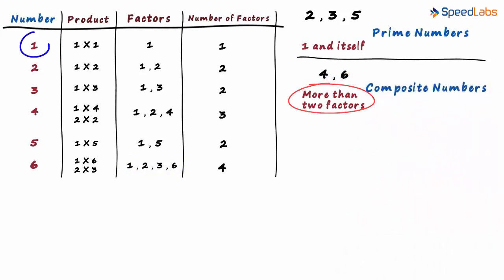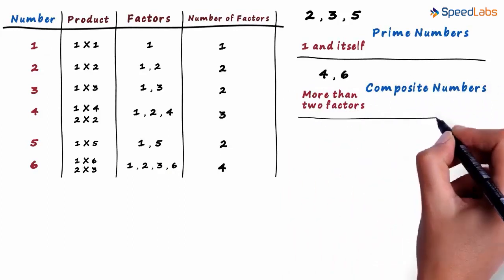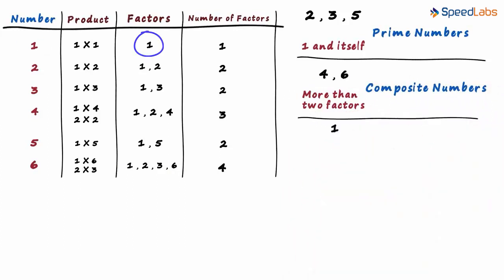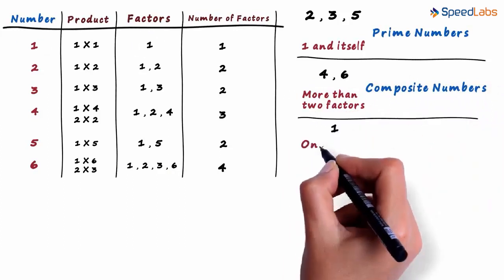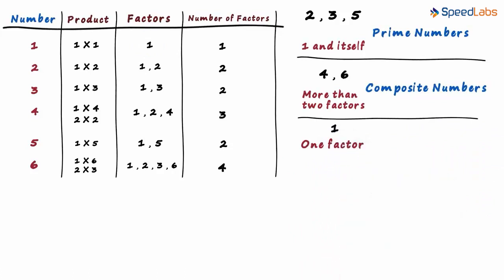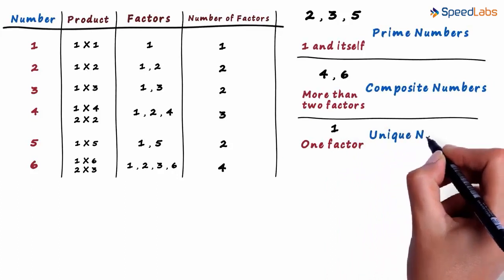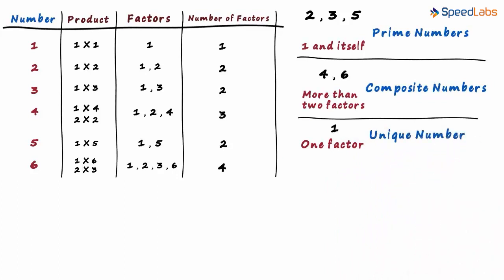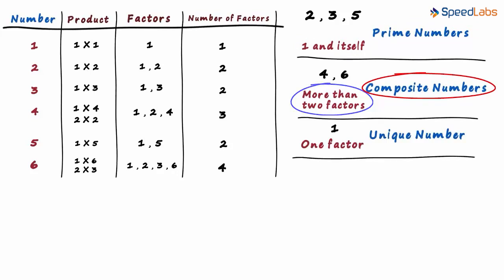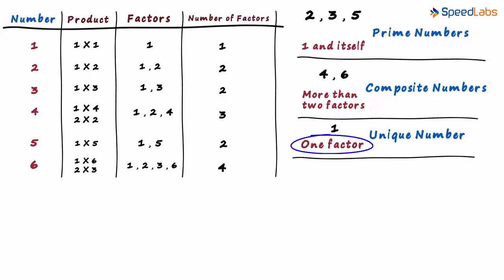Now look at this special number 1. It has just one factor. It is the only number which has just one factor, which makes it unique. Hence, it is called a unique number. Remember, numbers which have 2 factors, 1 and itself, are called prime numbers. Numbers which have more than 2 factors are called composite numbers. And one which has just one factor is called a unique number.